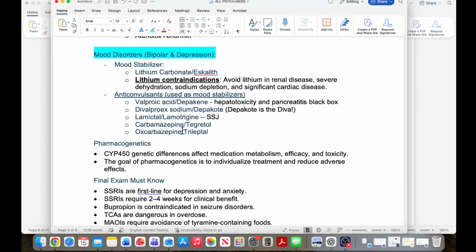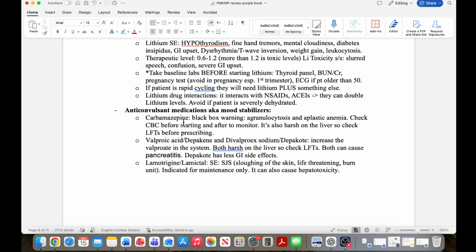Okay, once I'm done here, I'm getting rid of... Okay, and then these are the other two. So Tegretol. Tegretol, that's the fancy name for carbamazepine.